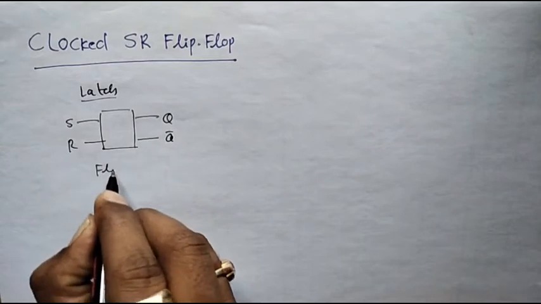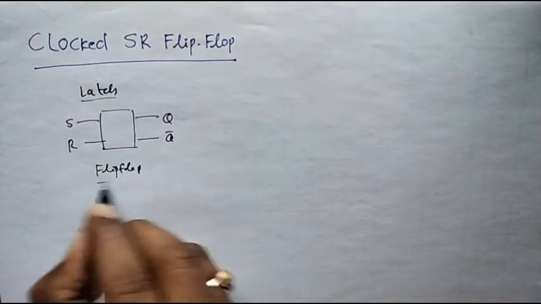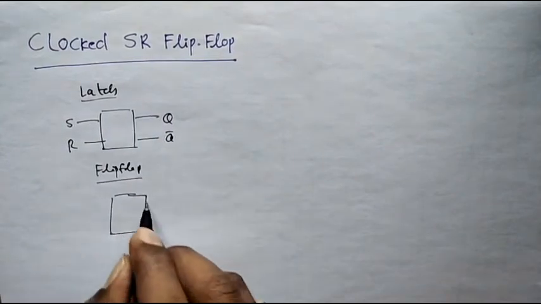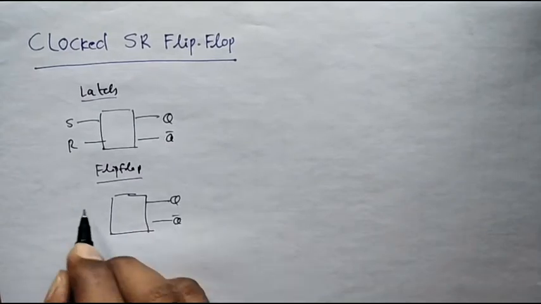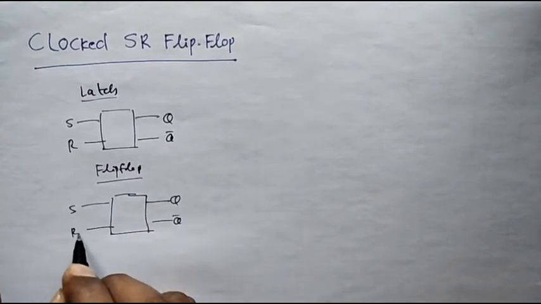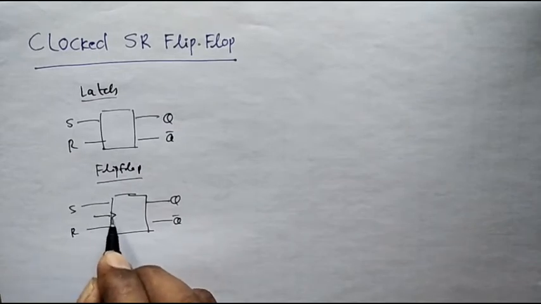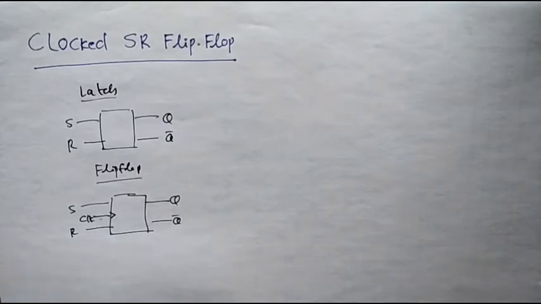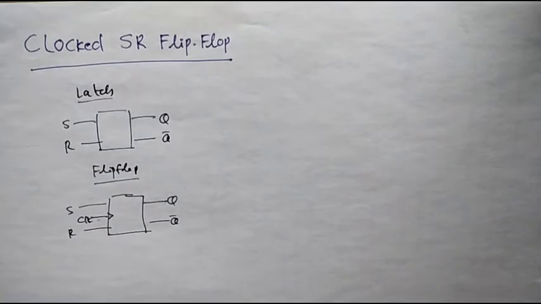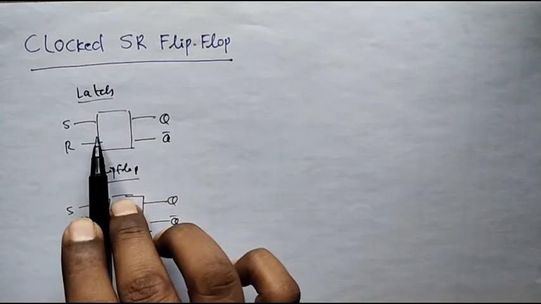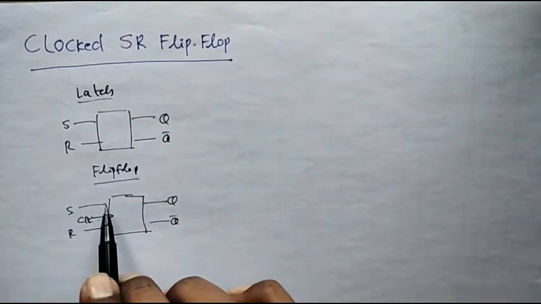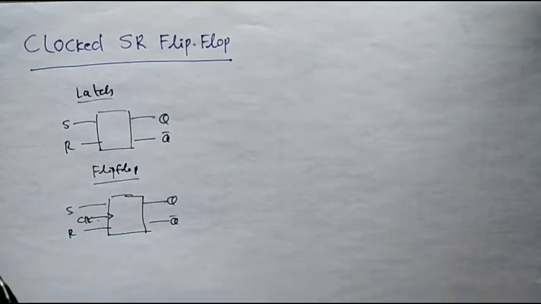whereas flip-flop is a device in which the output depends on the inputs S and R, as well as another input known as clock input. Both latch and flip-flop are memory elements in sequential circuits, but latch does not have clock signal, whereas flip-flop has clock signal. Now let us see how to derive a clocked SR flip-flop from SR latch.